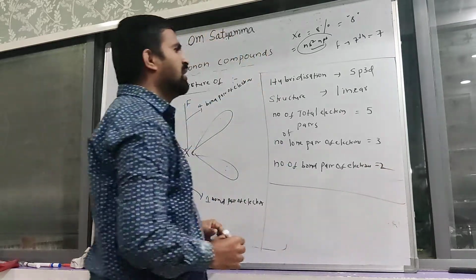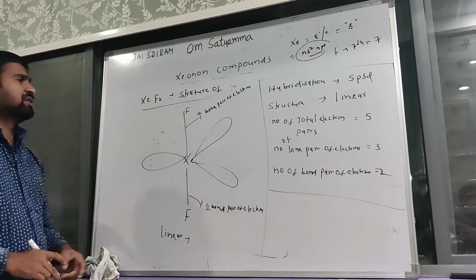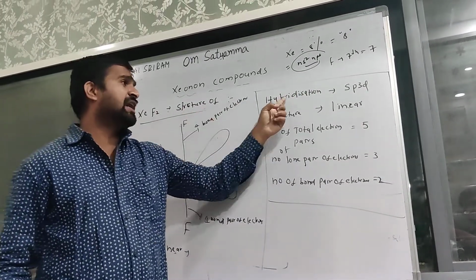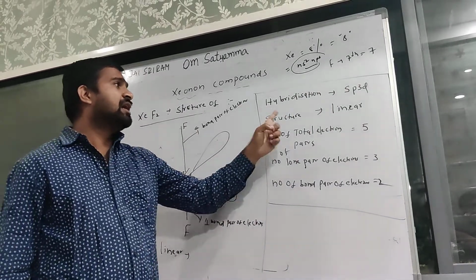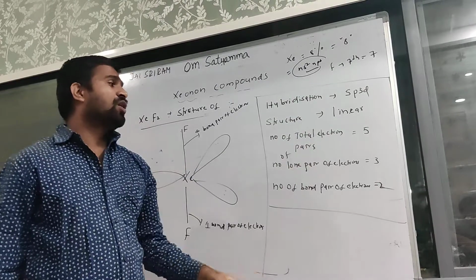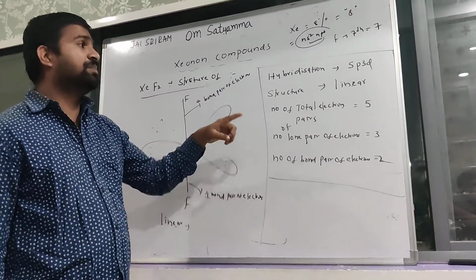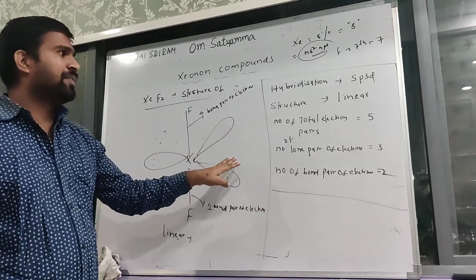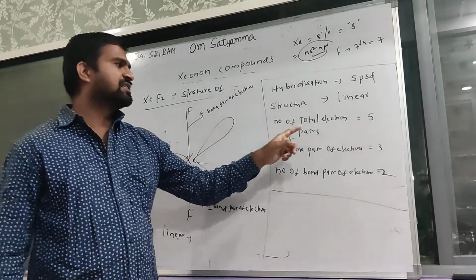This is the total about the structure of xenon difluoride. The xenon atom undergoes sp3d hybridization. As per VSEPR theory, xenon difluoride has a linear structure. Why? Because xenon undergoes sp3d hybridization, but the xenon atom has 3 lone pairs of electrons and 2 bond pairs of electrons. That's why the structure is deviated. The final structure is linear.